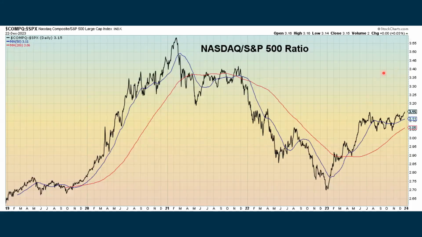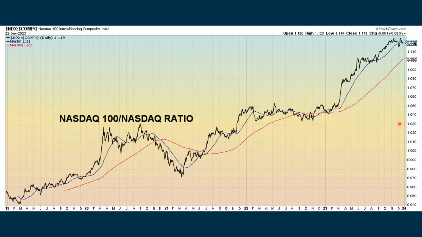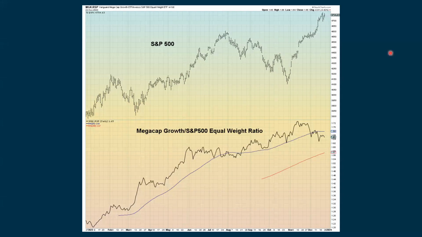Then we look at the NASDAQ 100, which has done well, and the S&P 500, which has done well. But in 2023, the NASDAQ has done even better. But we compare it to the NASDAQ 100, and the NASDAQ 100 is doing even better. Then we look at the mega caps, the really big companies, and compare it with the equal weight S&P 500. And even though it's been in a longer term uptrend and the mega caps have really done well in 2023, they are starting to come down just a little bit. Again, just suggesting that we're seeing a broader based participation of other stocks.